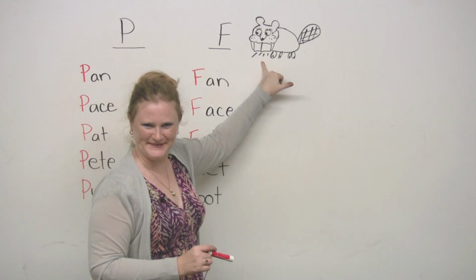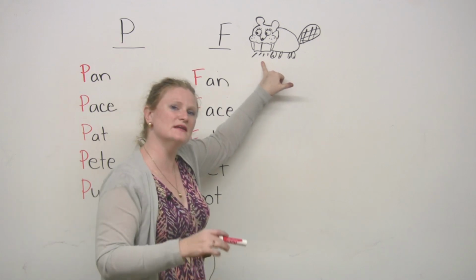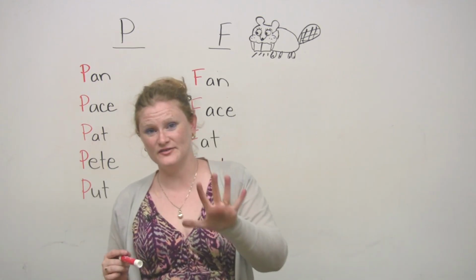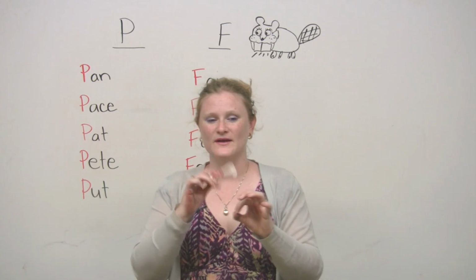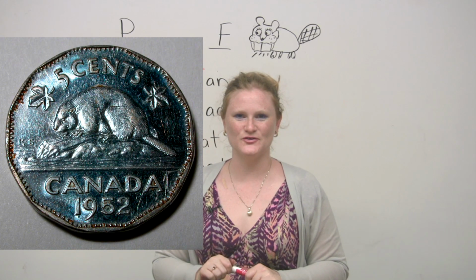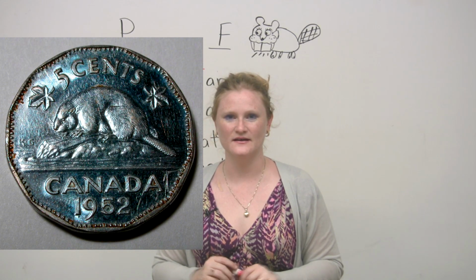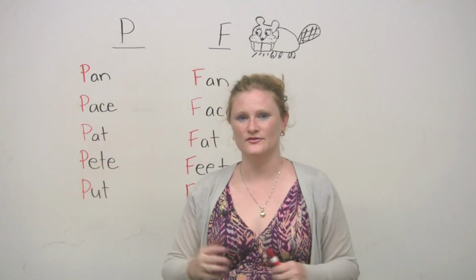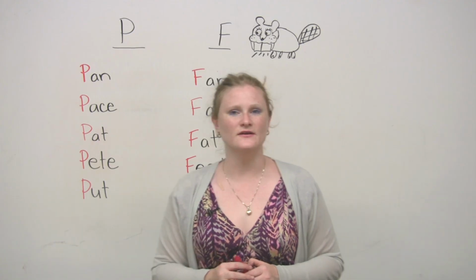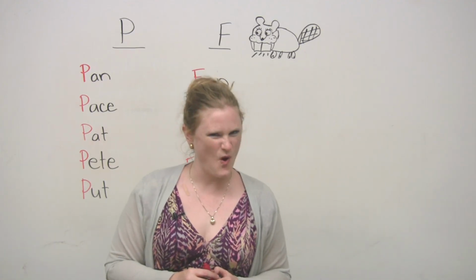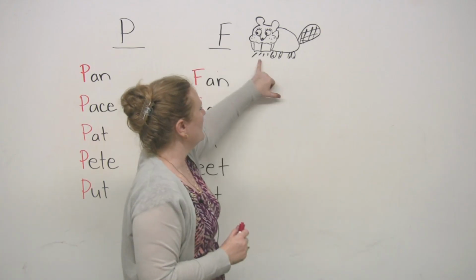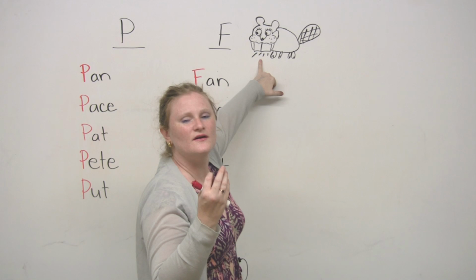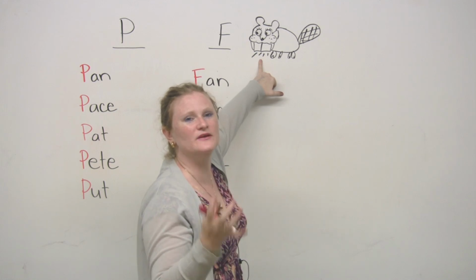This is a beaver. A beaver is an animal that lives in North America. And on the back of our 5-cent coin in Canada, we have a beaver. The beaver is also the national animal of Canada. So if you get a chance, you can come to Canada and search for beavers. And you can eat beaver tails. So, to make the F sound, I like to tell you to act like a beaver.